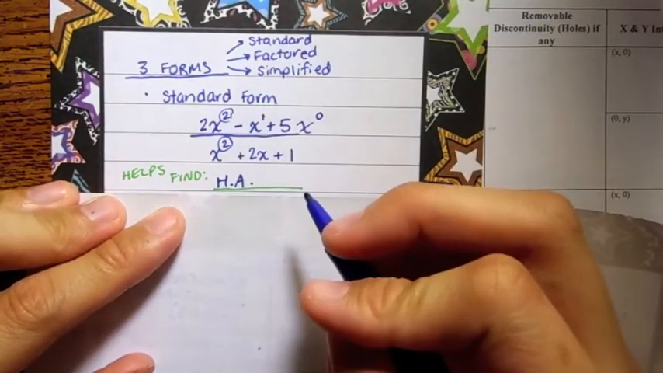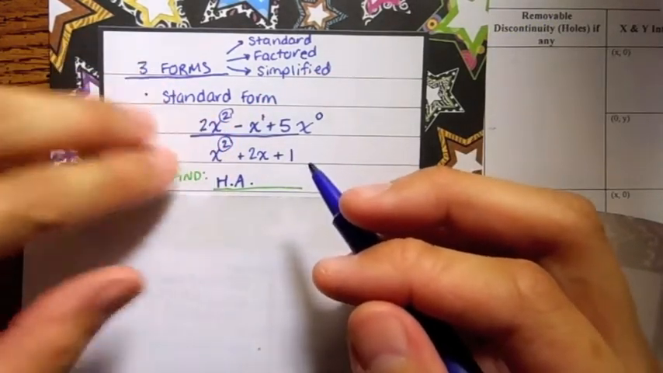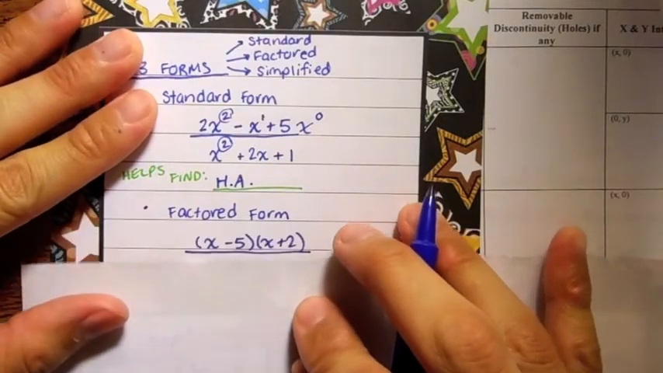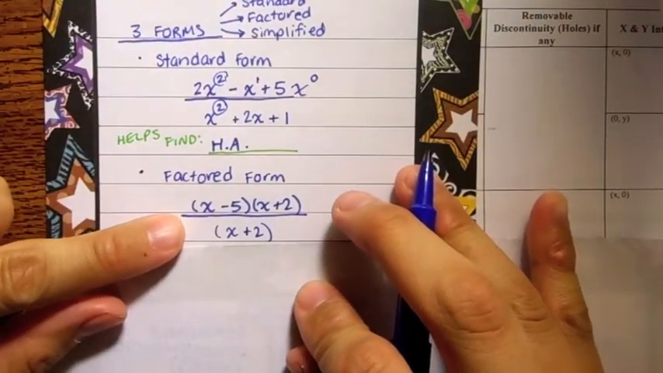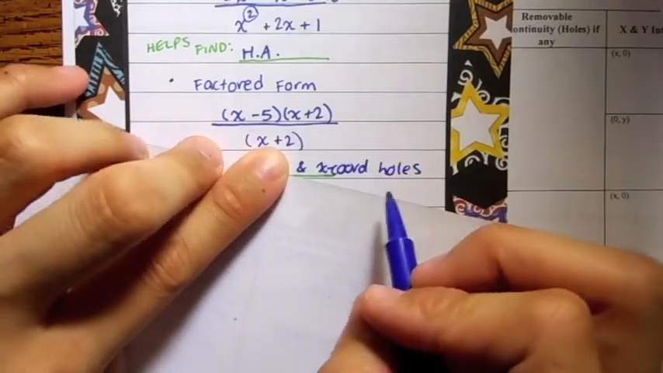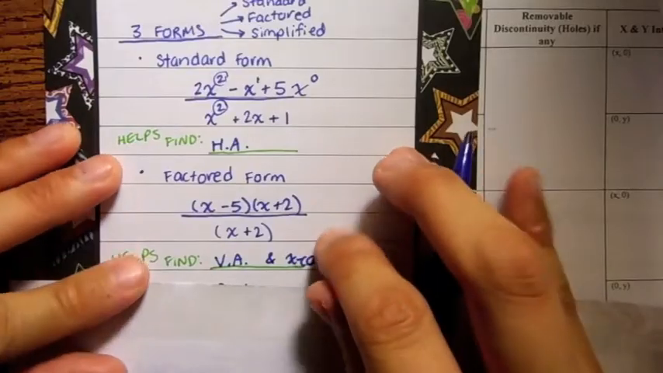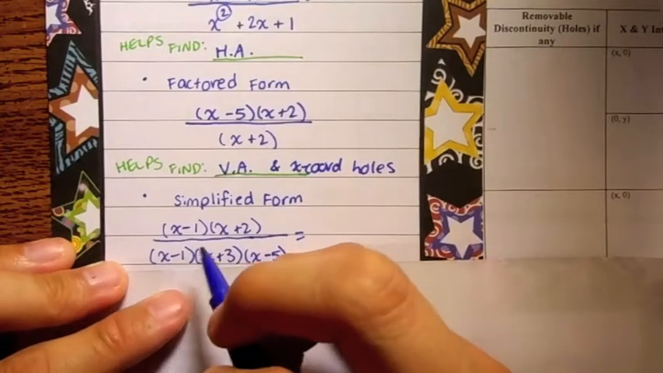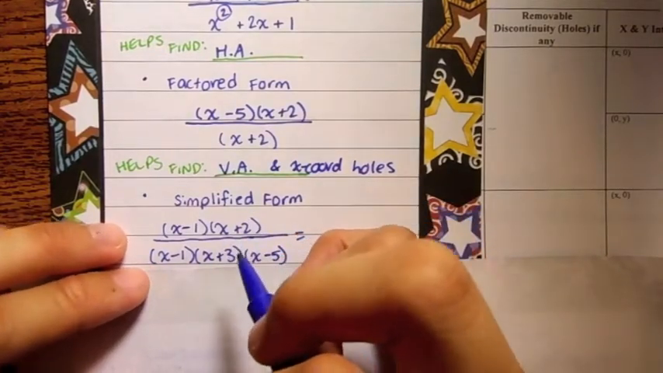That's what it's useful for. However, if we wanted to factor these in factored form, so let's say that I have a factored form like this. The factored form helps you to find your x-coordinate of the holes. And then the final form is the simplified form. So when we simplified, it's usually in factored form.